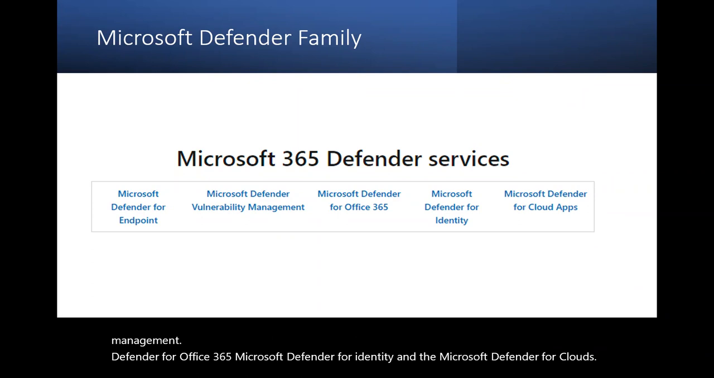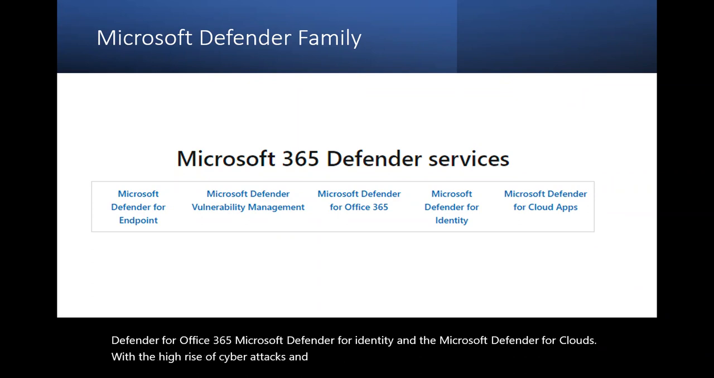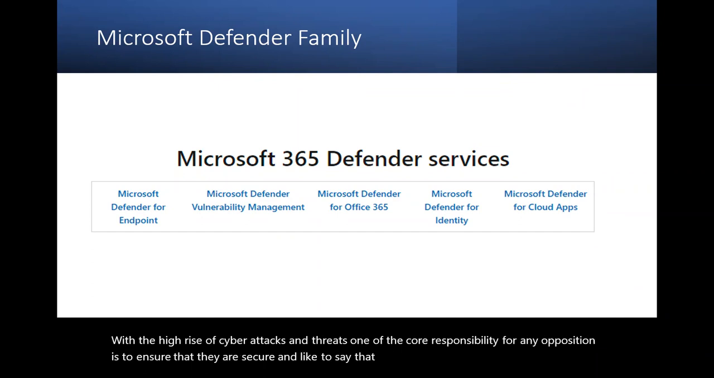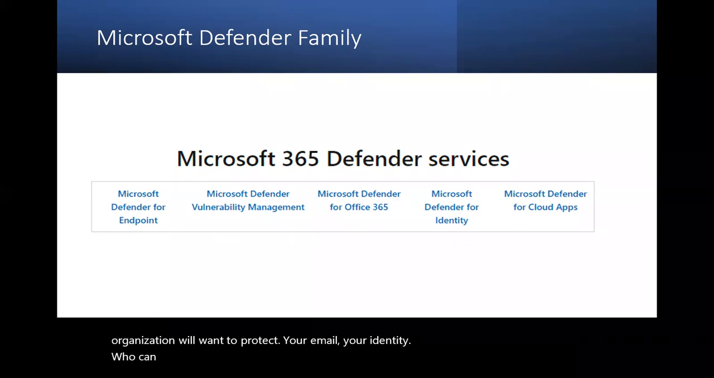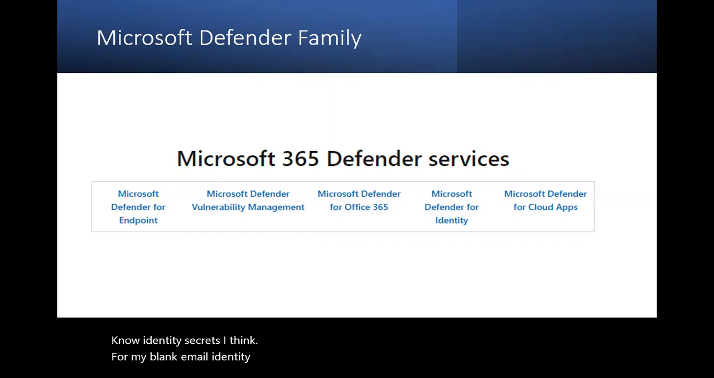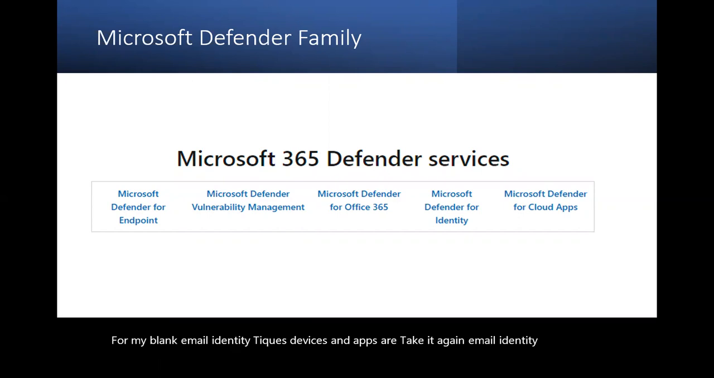With the high rise of cyber attacks and threats, one of the core responsibilities for any organization is to ensure that they are secure. I like to say that there are 5 key elements that every organization will want to protect: your email, your identity. Who can give me another one? I think your secrets. Email, identity, secrets, devices, and apps. I'll take it again: email, identity, devices, apps, and secrets, and I'll explain.